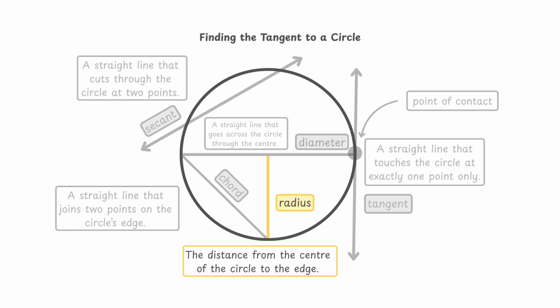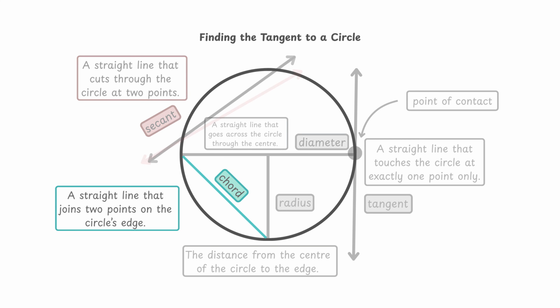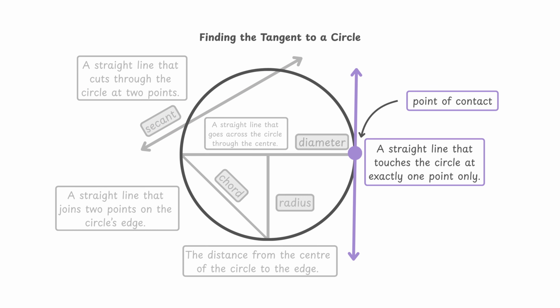So let's quickly bring everything together. The radius goes from the center to the edge. The diameter goes across the circle through the center. A chord joins 2 points on the circle. A secant cuts through the circle at 2 points. And a tangent touches the circle at exactly 1 point.